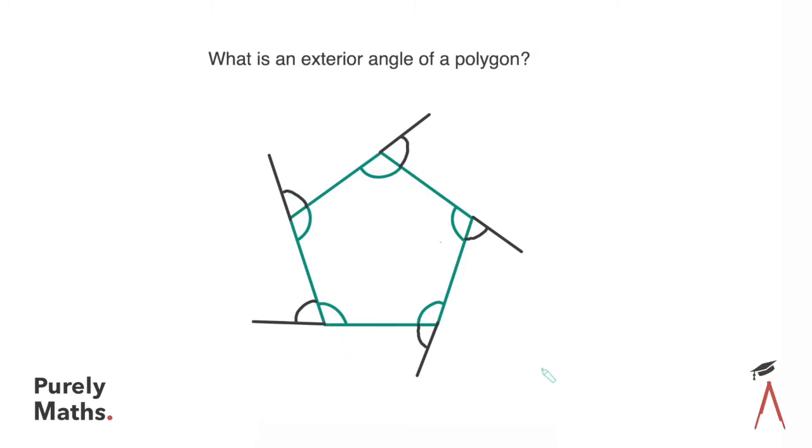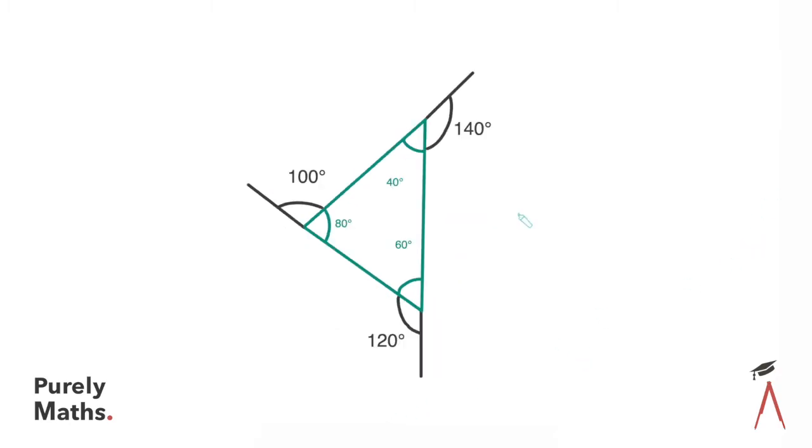I'd like to show you something special about our exterior angles. To do this, I need you to go on a little journey with me. Let's look back at our triangle. Imagine this is a triangular shaped park and you're standing at this corner here facing this direction, and you've been asked to walk around the outside of the park.